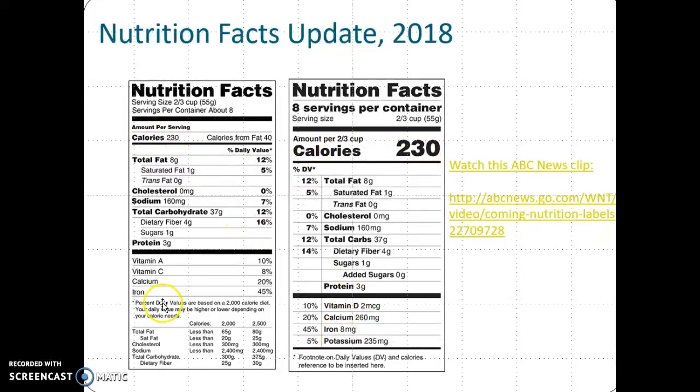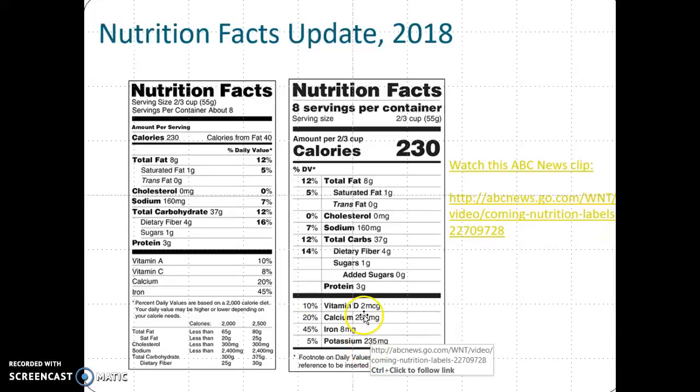Also, you'll notice the vitamins. The vitamins used to be vitamin A, C. Well, now it's vitamin D. There's only one vitamin, vitamin D. They don't put C or A on the label. It's not required. Calcium is still required, iron is still required, but potassium has replaced vitamin C. So what used to be vitamin C and A is now vitamin D and potassium.